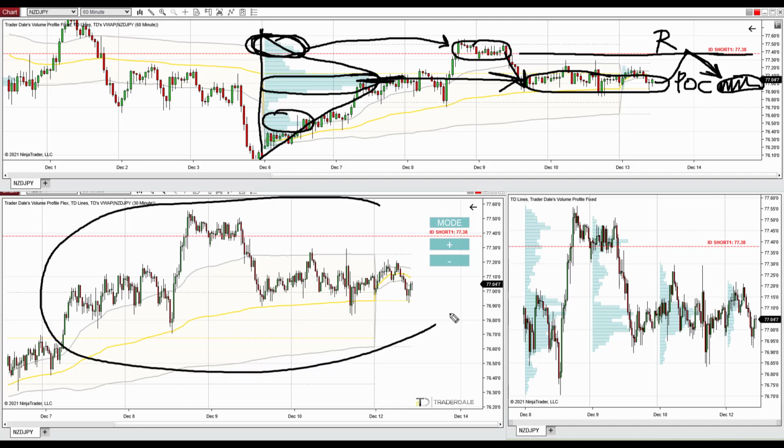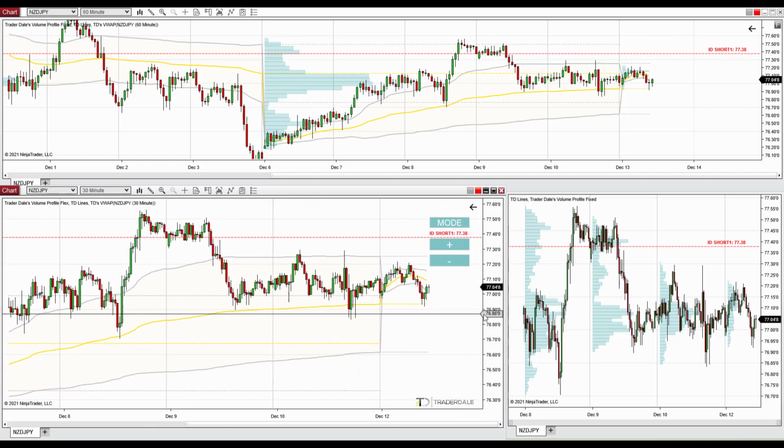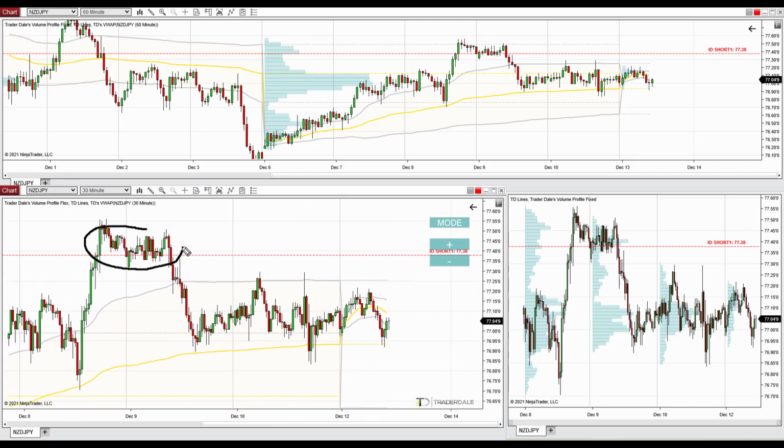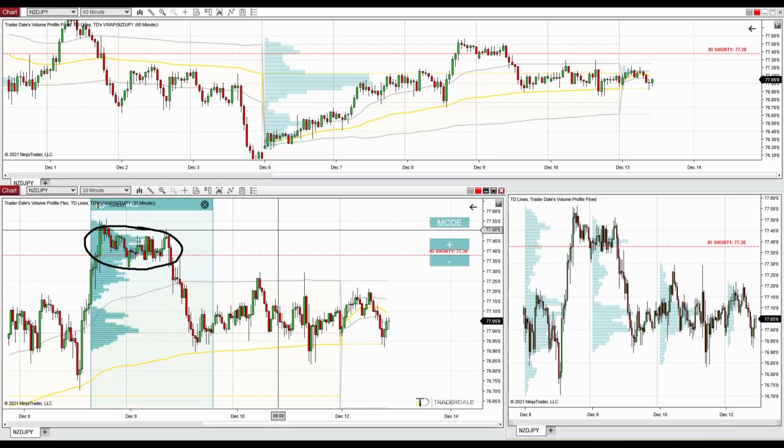Now let's have a look at this chart. It's a more detailed chart because it's a 30-minute chart. I'm going to talk about the logic behind this. This is a rotation in which heavy volumes are traded, right? Those are the heavy volumes you see there. Those are the heavy volumes.